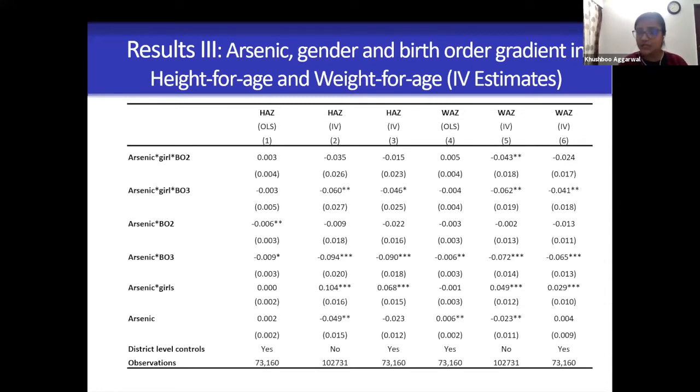Again, when we talk about weight for age, we find that an increase in the level of arsenic by 1 unit would create a higher impact on weight for age for the girl who is born at third birth order and might lead to a decrease in weight for age Z-score by 0.041 standard deviation. So thus we can argue that the presence of arsenic exposure would lead to a decrease in height for age and weight for age amongst girls who are born at third or later birth orders.